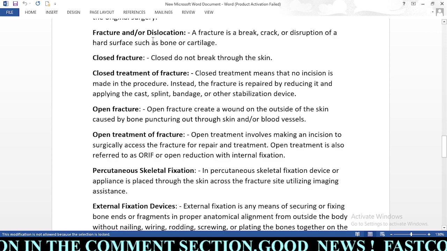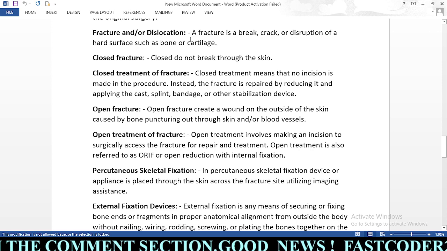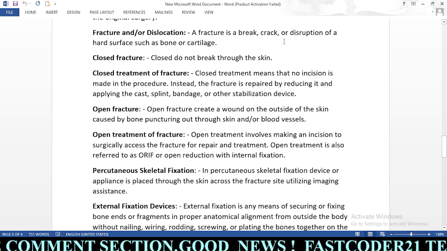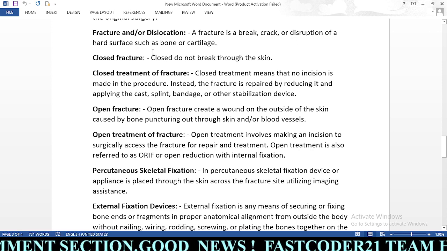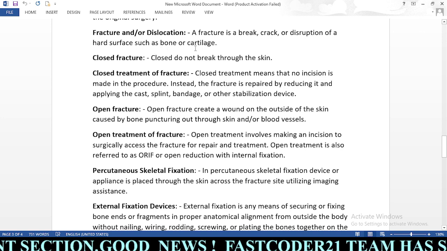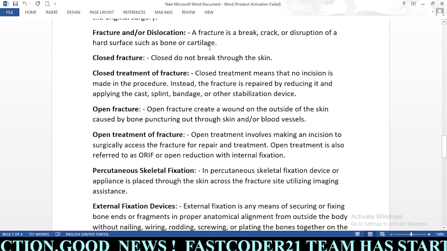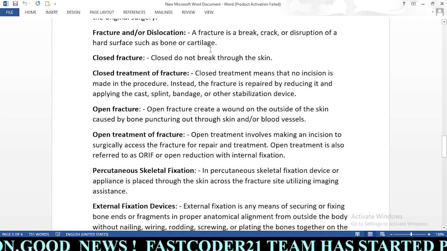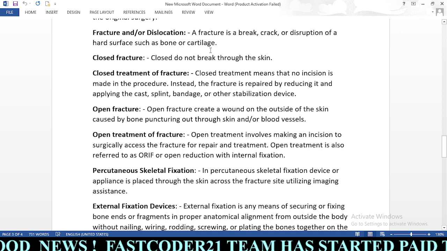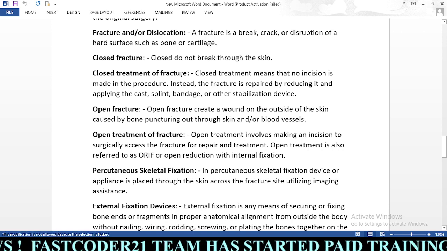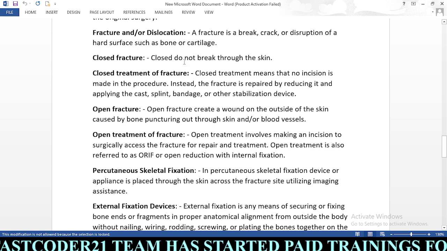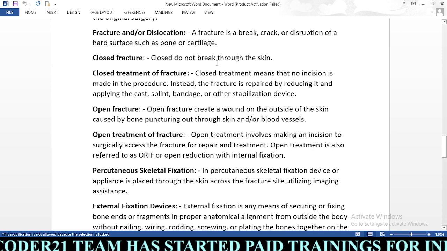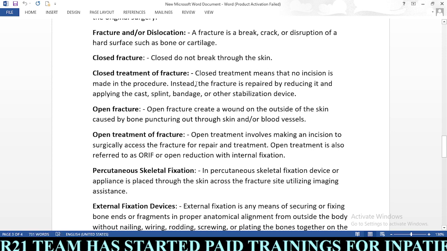Next one, fracture and dislocation. A fracture is a break, crack or disruption of a hard surface such as bone or cartilage. So it is the process of a break or crack in the bone or any cartilage. What is a closed fracture? Closed fractures do not break through the skin.